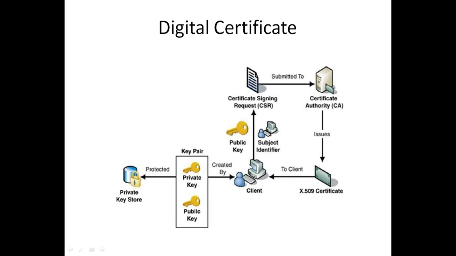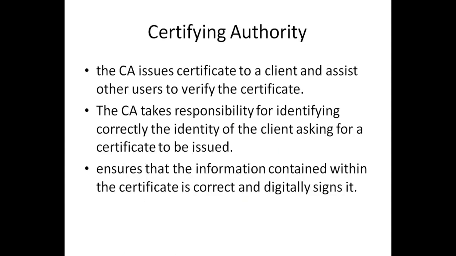So using this information, the client uses his public key and an identifier, and a certificate signing request is sent to the certifying authority. This certifying authority follows the rules of the X.509 protocol and then issues a digital certificate to the client. So this is the simple process of obtaining digital certificates.